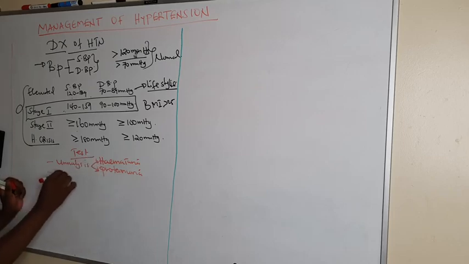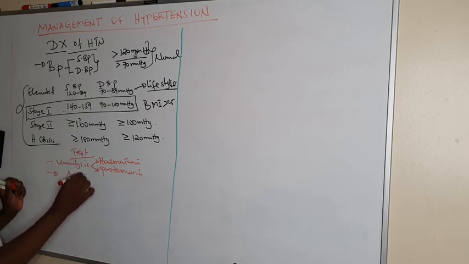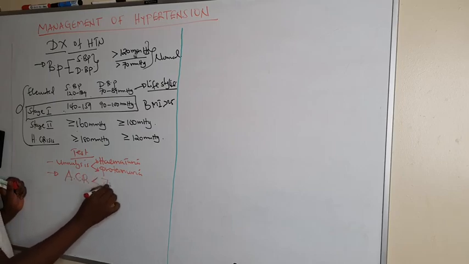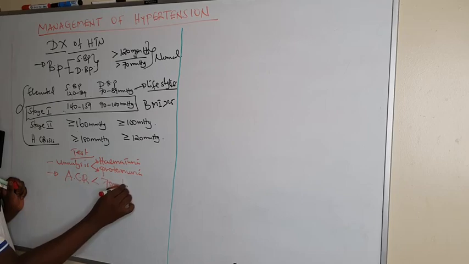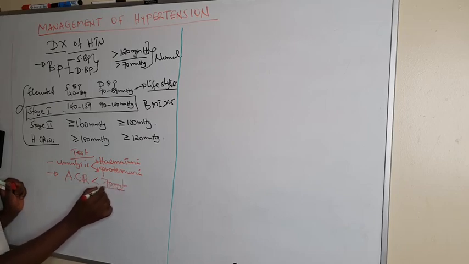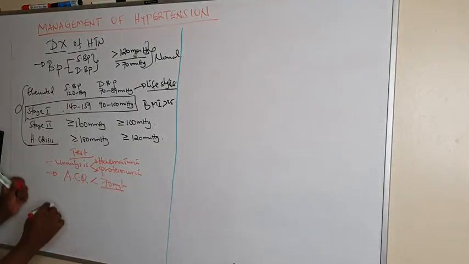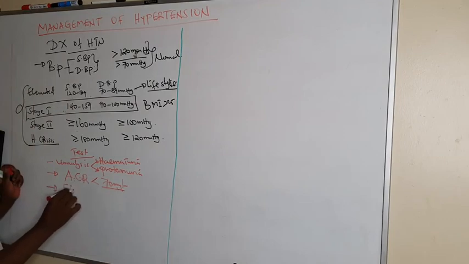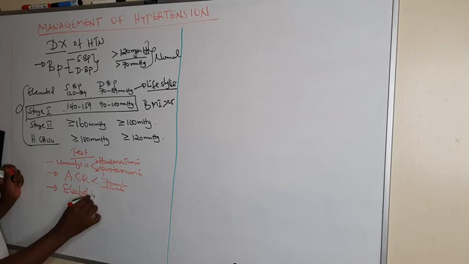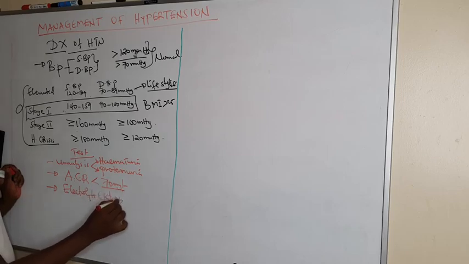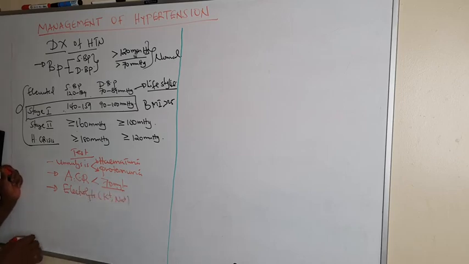Then you can go ahead to do albumin creatinine ratio, and this albumin creatinine ratio should be less than 70 milligrams per millimole. This is always the goal. Then you can do electrolytes, whereby you're looking at potassium and sodium majorly. Then you can do blood urea nitrogen. These are some of the other tests we can perform in the lab.